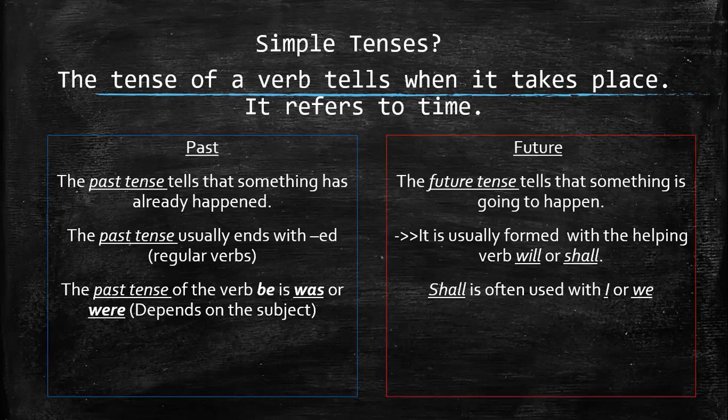So let's talk about the future. The future tense tells that something is going to happen. It is usually formed with the helping verb will or shall, but shall is often only used with I or we, and it's rarely used, so we're going to stick to will, okay? So this is like a brief explanation of the simple tenses past and future, and I hope that you guys are getting this so far, okay?